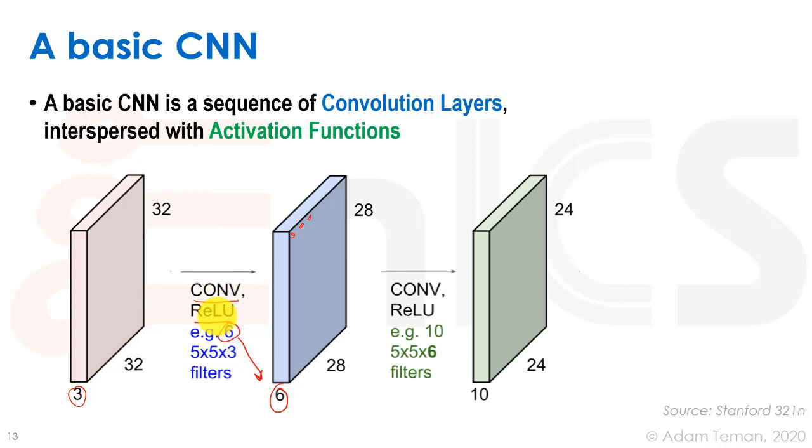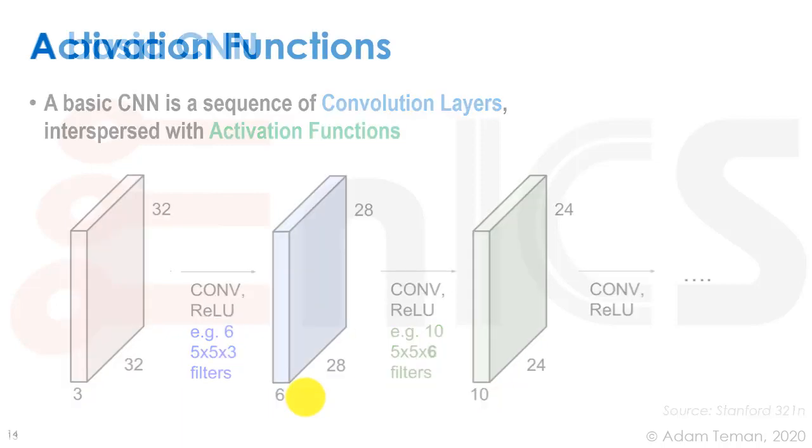After that we can again do some convolution and again ReLU. For example, this time we're going to have 10 filters in this level. That means that our next layer is going to have a depth of 10. Remember that each of these filters had to have a depth of 6 because it has to match what we had at the input. Then we can continue with convolutions and ReLUs and so forth.